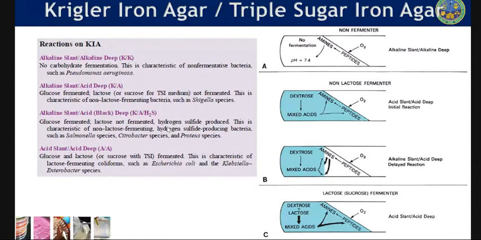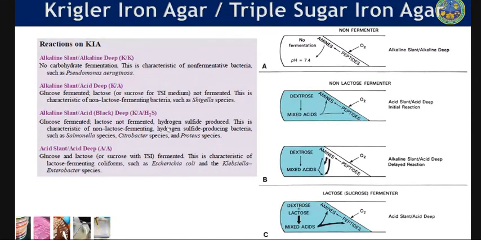So how does the principle of TSIA summarize? You have a tube labeled as A. Here you have an agar that has a slant and a butt. Make sure that when you prepare a TSIA, the size of the butt should be equal to the size of the slant.